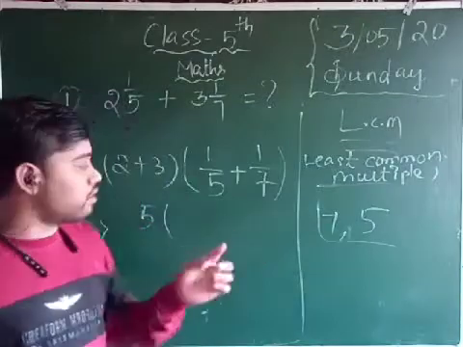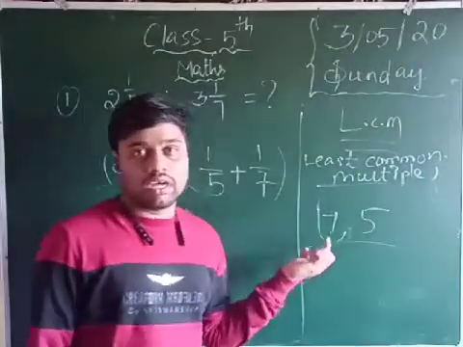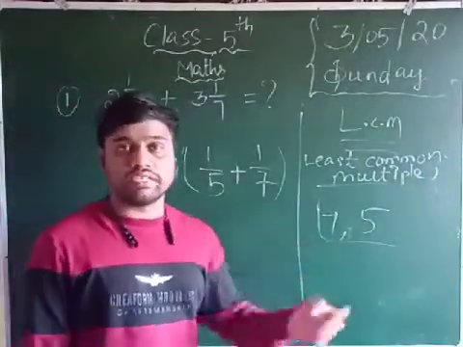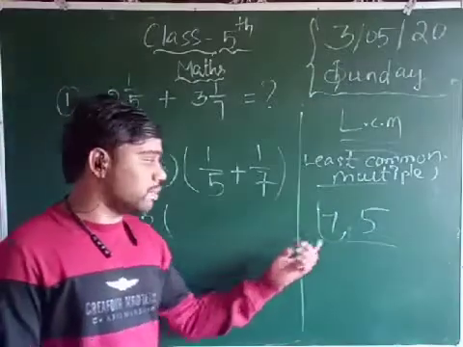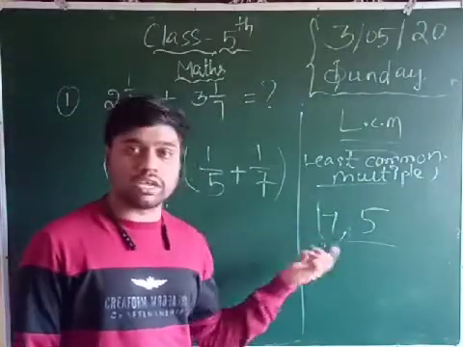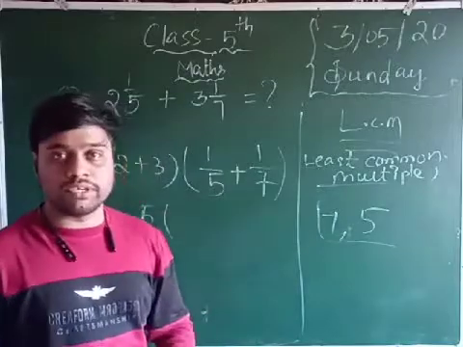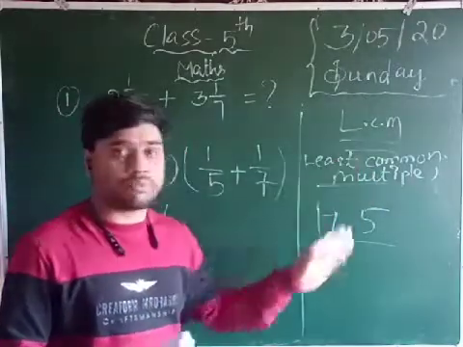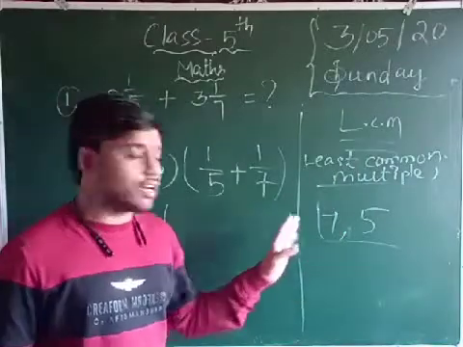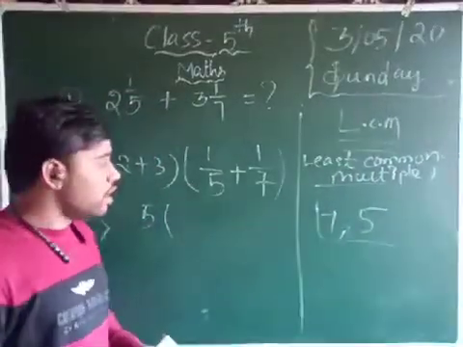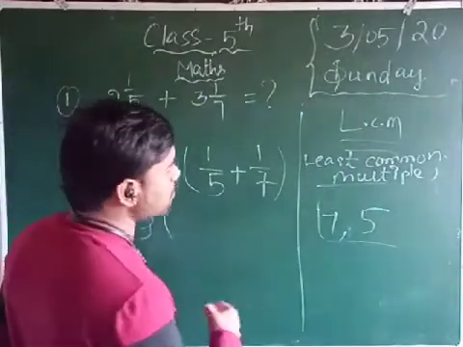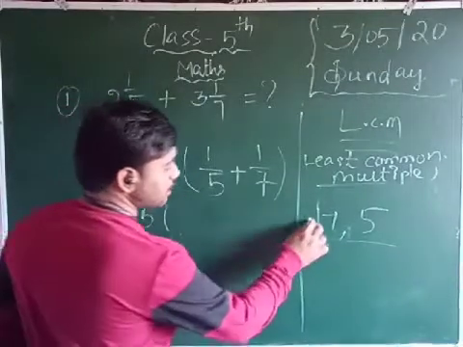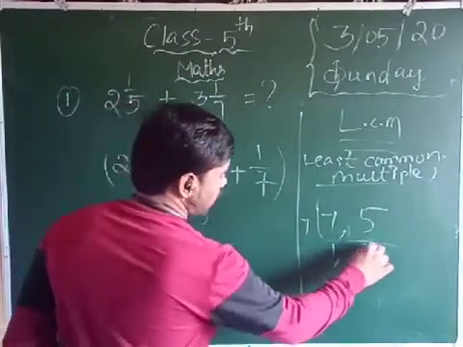Now here is a simple trick. Both are odd numbers, so you can directly multiply the two numbers. When both numbers are odd, you don't need to go through the LCM procedure; directly multiply both numbers. Now, okay, I will explain the LCM method. See guys, for 7 and 5 you can directly put the product.